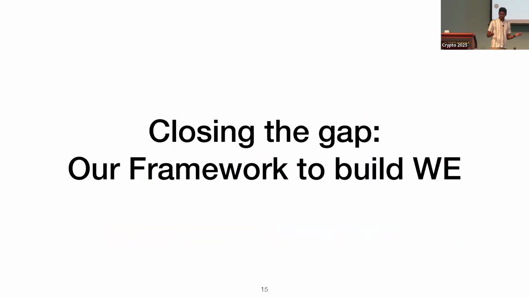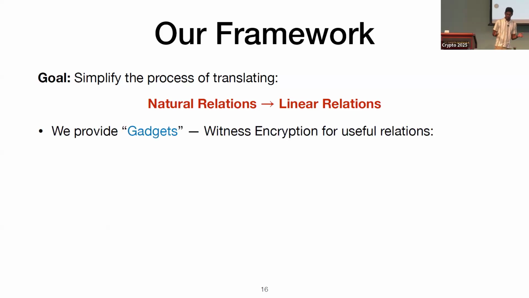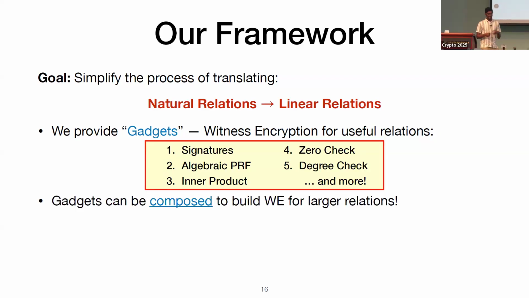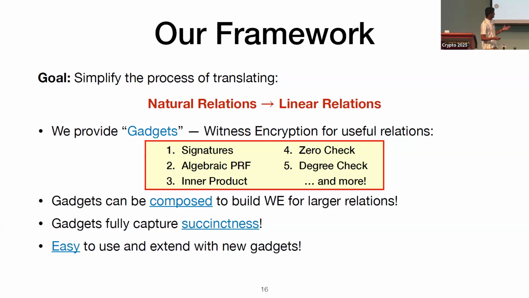So our framework essentially tries to close this gap, okay? And the main goal is to simplify the process of translating natural relations to linear relations, okay? So what we do is we provide gadgets that are witness encryption schemes for small but useful relations. So think of them as signatures, PRFs, inner products, zero check, and so on. And gadgets can actually be composed with each other to build witness encryption schemes for larger relations. They also fully capture the succinctness, so you don't have to worry about the SNARK machinery going on. And they're also very easy to use, and you can extend them with new gadgets as and when you need.